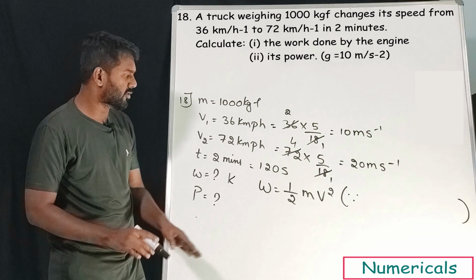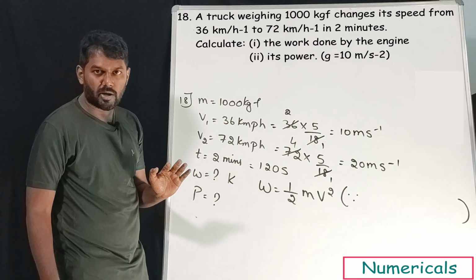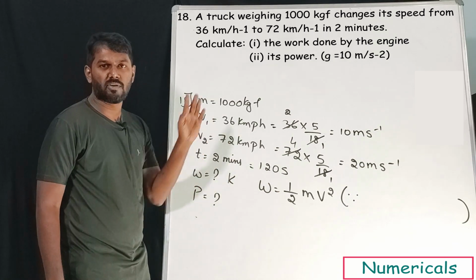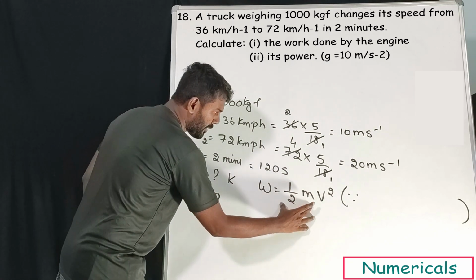Before substituting the values, we need to understand that we have two velocities, and when it comes to kinetic energy, we have to take v2 minus v1. Why v2 minus v1 inside the bracket? These two will remain the same.